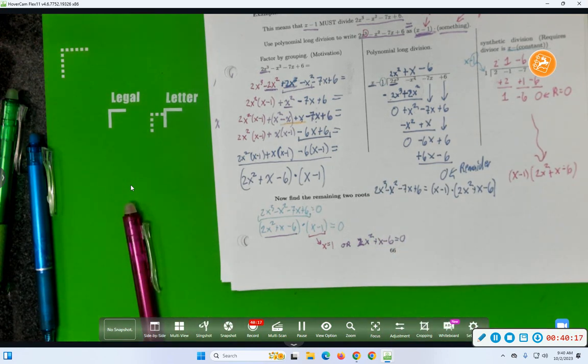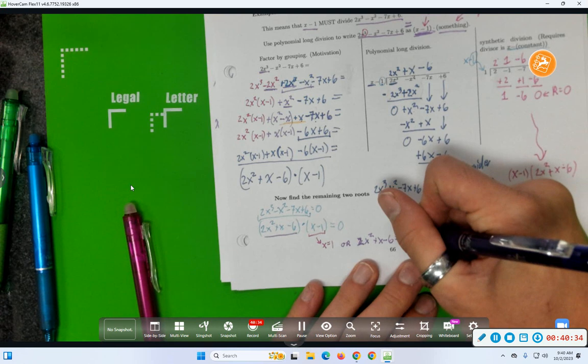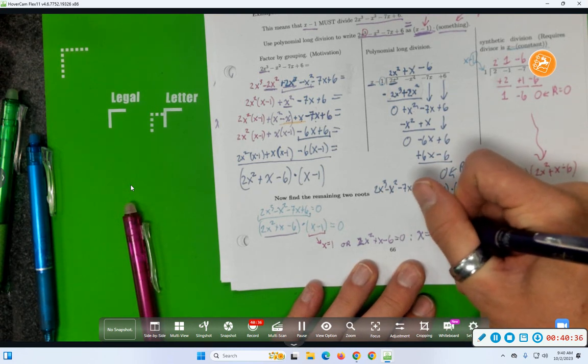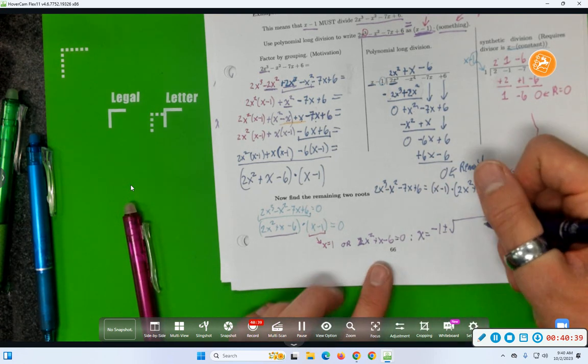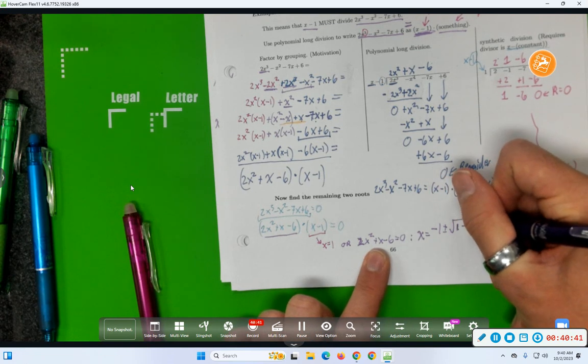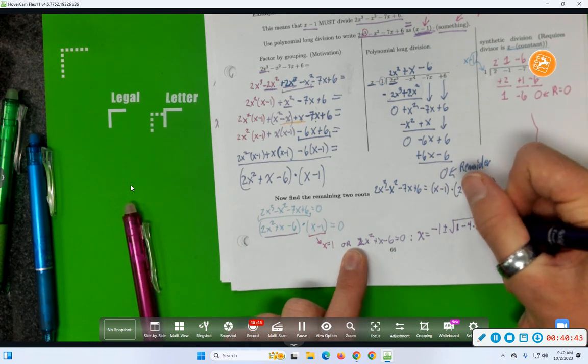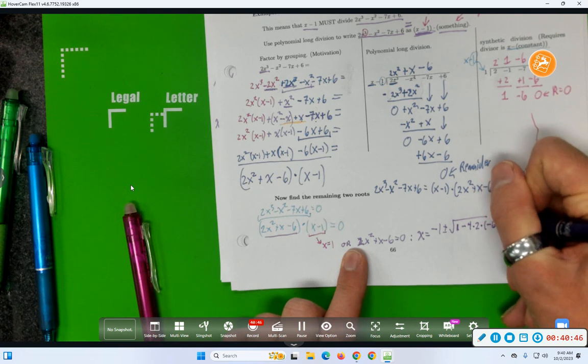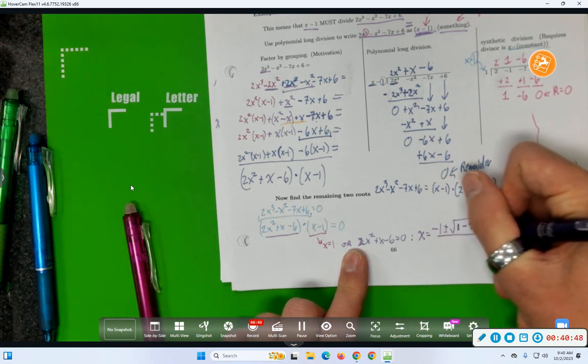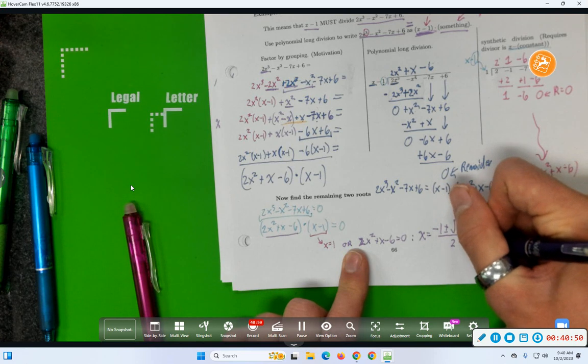Does that purple thing I wrote down, is that something we know how to solve? Yeah, it's a degree 2 polynomial equation. Maybe you could try factoring it. Maybe it won't factor. But we can always use the quadratic formula. This will give me x equal to negative b plus or minus the square root of b squared minus 4 times a times c, all over 2 times a.